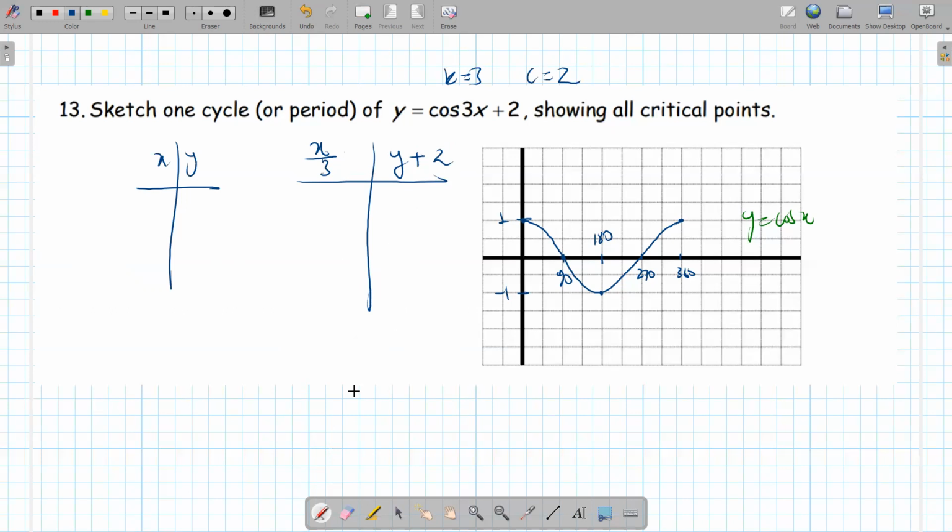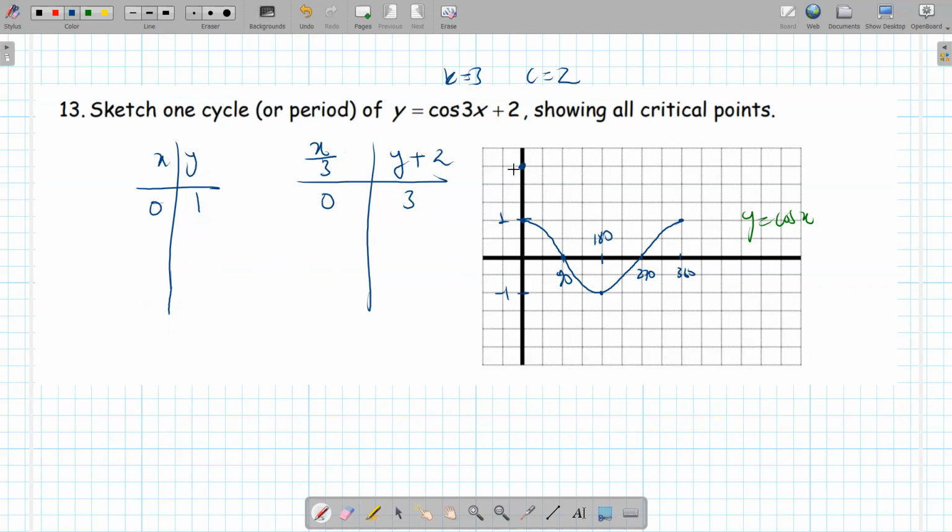To show all the crucial points, right? Yeah, exactly. So what are the crucial points? Our first point was 0, 1. So we're going to plug this 0 in here as 0, and this 1 in here. 0 and 3. There we go. So this point 0, 1 became 0, 3 up there.